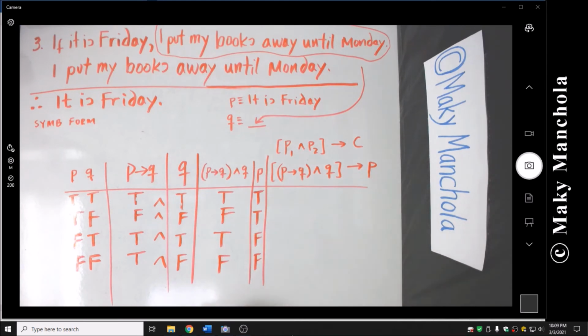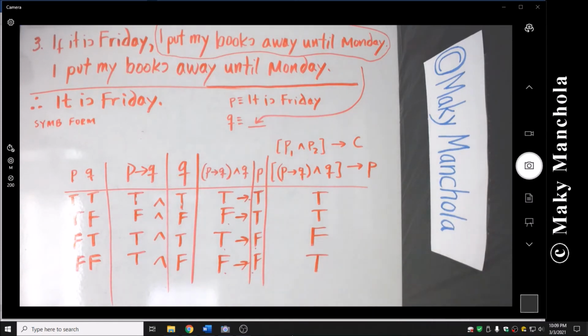So now we can take the conditional, the implication. True implies true is true. False implies true is true. True implies false is false. False implies false is true.